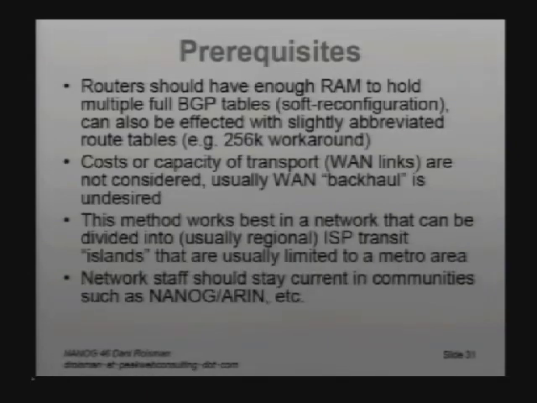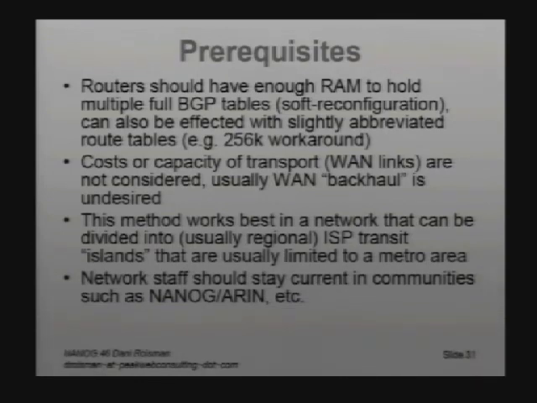Your prerequisites, of course: your routers have to have enough RAM to hold multiple full BGP tables with soft reconfiguration. In some cases, your routes may be slightly abbreviated. There are some platforms which max out at 224,000 or 206,000 routes. There are some workarounds for that, and if you're interested, look 2 NANOGs ago at a lightning talk that I gave. The cost or capacity of your WAN links, your actual transport links, are not considered. So your WAN backhaul isn't really desired.